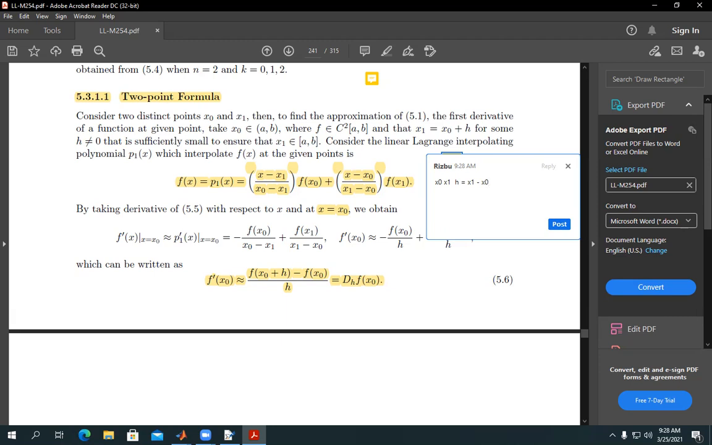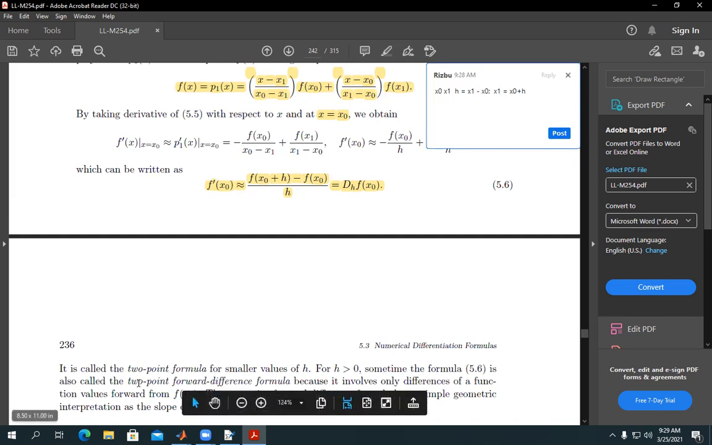And from this formula, I can find the value of x1. What is the value of x1? X naught plus h. The 2-point formula needs 2 points, x naught and x1. H is the distance between them. So this is x1 and this is x naught, but I replace x1 in the form of x naught because you are given x naught. You know h. So directly you can find the formula this way.